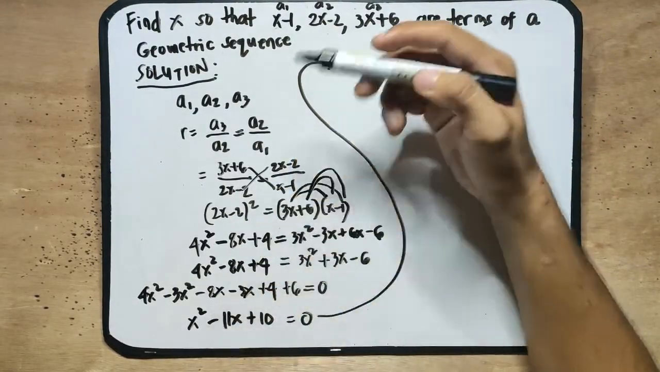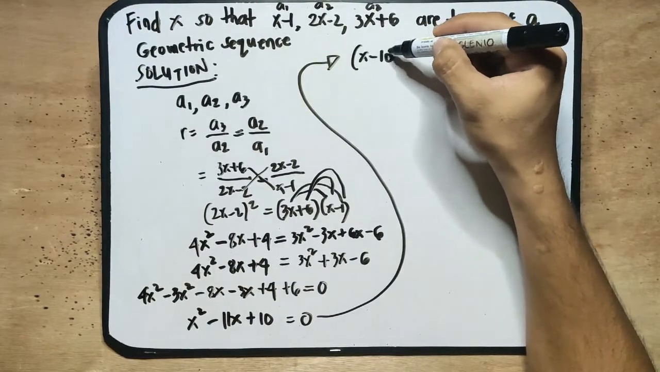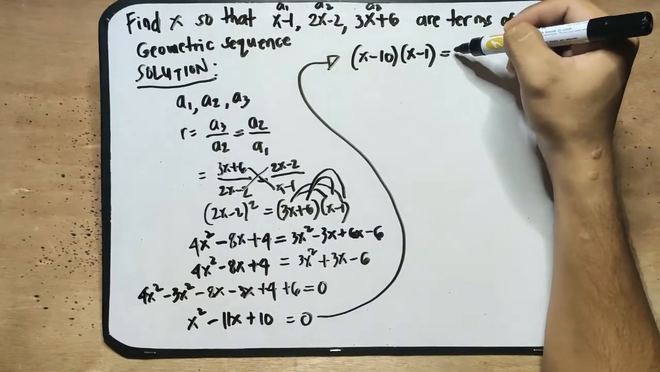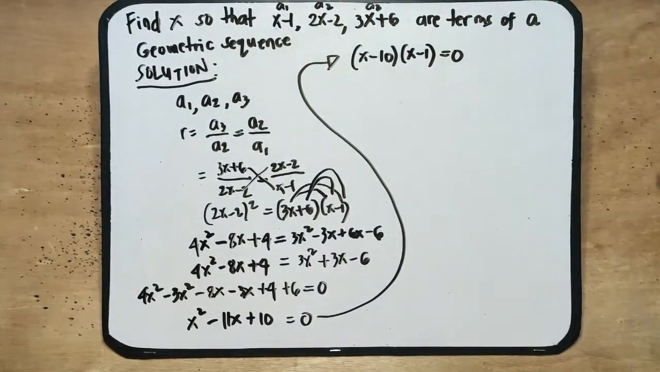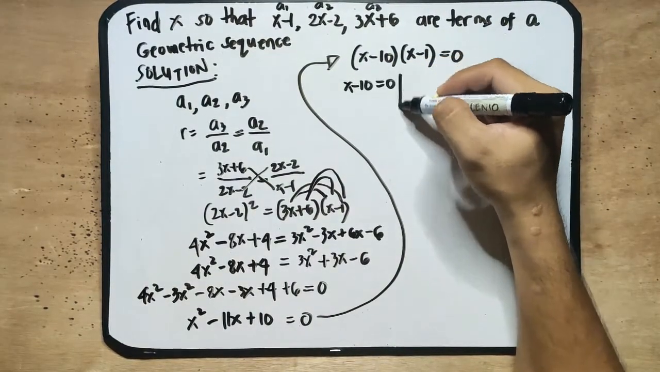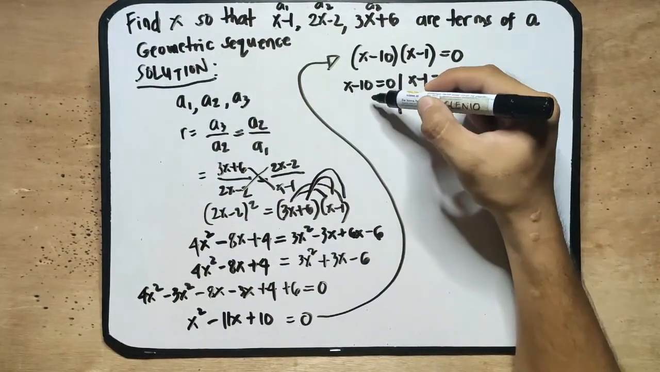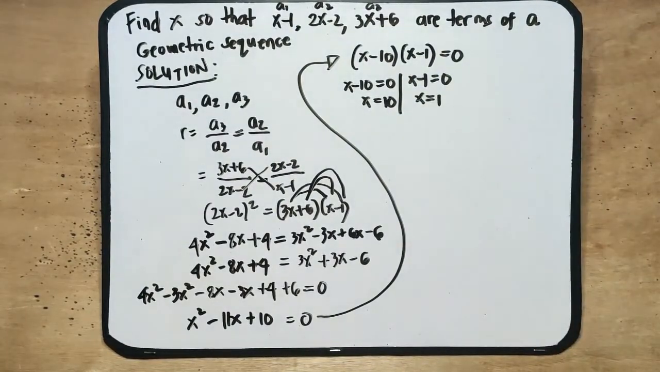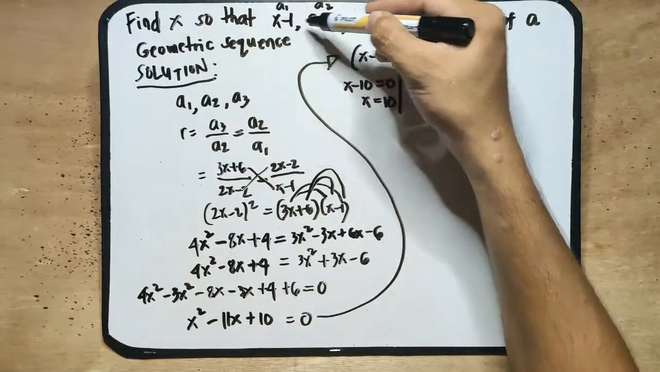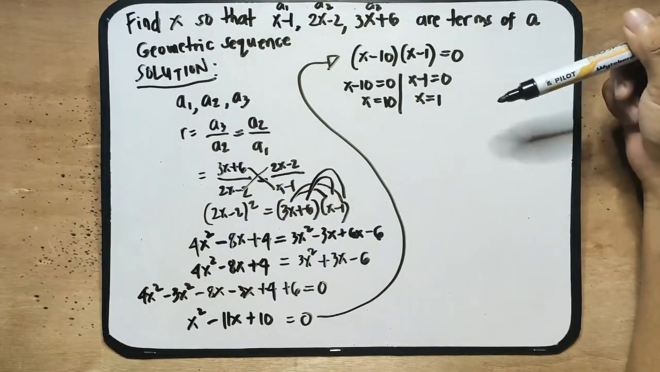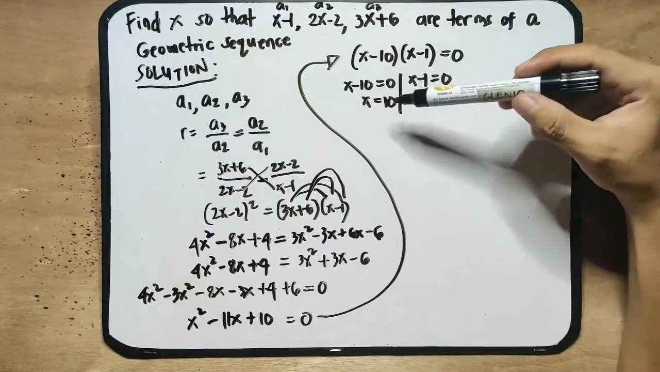So this is factorable. Factoring it out, we have x minus 10 and x minus 1 is equal to 0. Using the zero factor property, after obtaining the factors, you can equate both factors to 0. We have x minus 10 is equal to 0 and x minus 1 is equal to 0. Solving for x here, we have x is equal to 10 and x is equal to 1. Since dalawa yung nakuha natin, let's try to substitute each value of x dun sa ating given. Kung ang resulta ay mayroong common ratio, then well and good, it is a geometric sequence. Yun yung valid na value ni x.